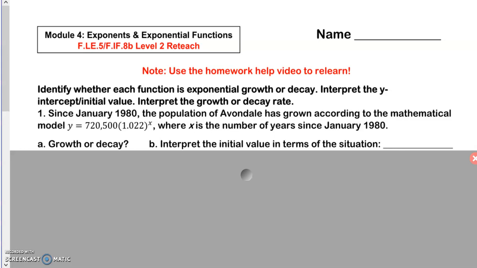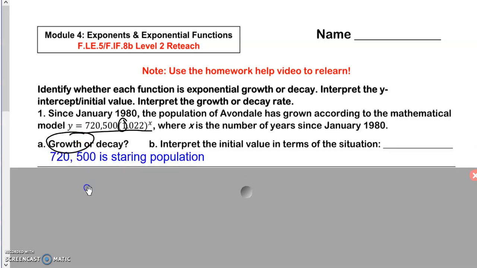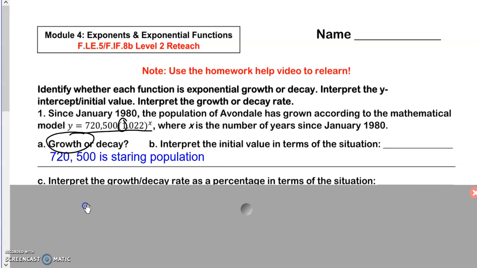Since January 1980, the population of Avondale has grown according to the mathematical model. Here's our model, where X is the number of years since January 1980. So again, if I see this number being a 1, I know it's going to be a growth. Anything over 1 is a growth. So I am going to interpret the initial value in terms of the situation. 720,500 is the starting population in Avondale.